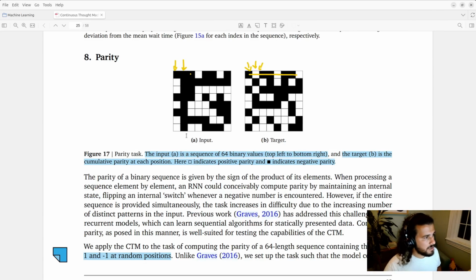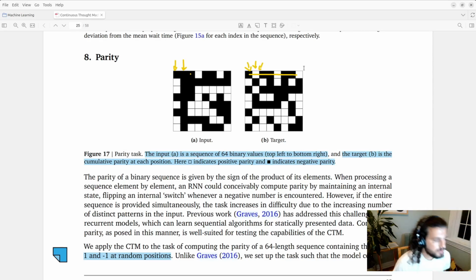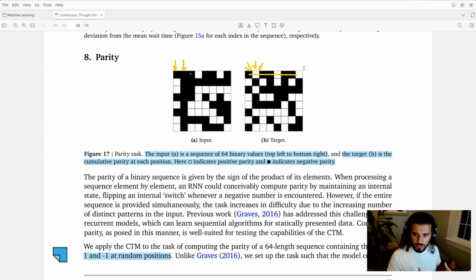The parity is the sign of the product of its elements when you process them sequentially. Here you have -1 and 1, and then you have to compute the parity between them. So here -1, this is positive. Then you have another -1, this is negative. Then you have a 1, this is still negative. Then you have a -1, this is positive now. This is the kind of algorithm you need to do. This whole thing is fed at once, and the model needs to figure out how to calculate the parity at each element and output the whole thing at each time tick.